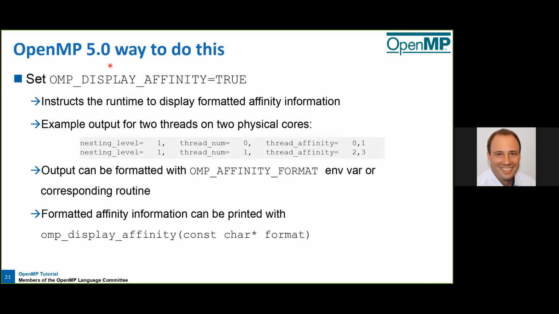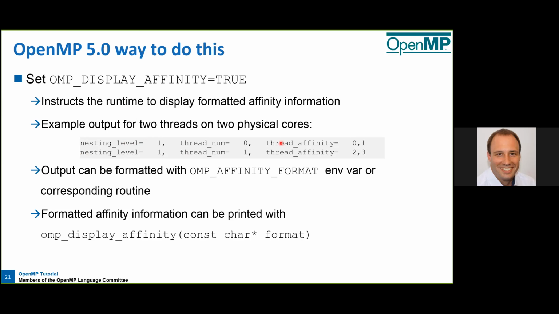We have an additional environment variable, which is called OMP_DISPLAY_AFFINITY. And if we set it to true, it will instruct the OpenMP runtime to display formatted affinity information whenever that changes. And obviously it changes at the first parallel region. If from then on the affinity information doesn't change anymore, it will remain the same. Otherwise, it will print the information again and again.